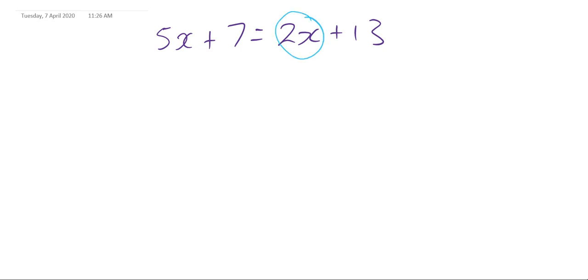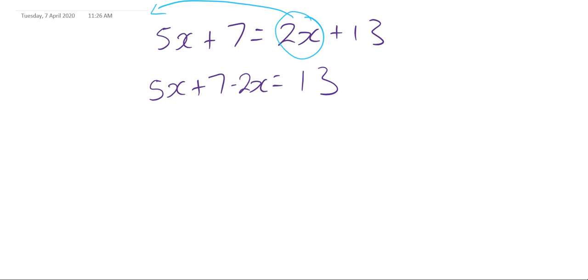So what I'm going to do to get the variables on one side, looking at the previous videos, if I move this one over to this side, it's currently a plus 2x. So now it's going to become 5x plus 7, which is still there. It's going to become take 2x. So all I've done is I've moved the 2x over. What's left on this side is a positive 13.